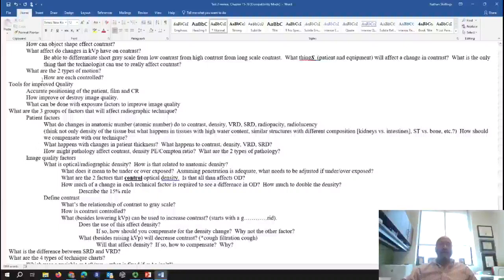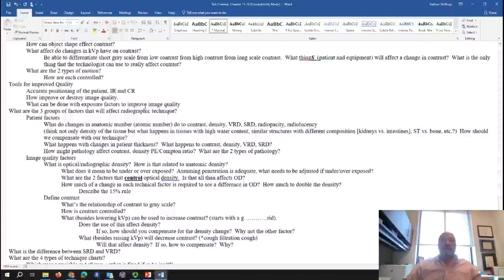So we've talked about the tools. We've kind of done that to death. That would be your collimation, grid use, accurate positioning, image receptor. It needs to be parallel to the anatomy, perpendicular to central ray. How to destroy image quality, we've kind of done that to death. Anything that you can use to improve image quality, if you don't do that, it's going to mess it up.